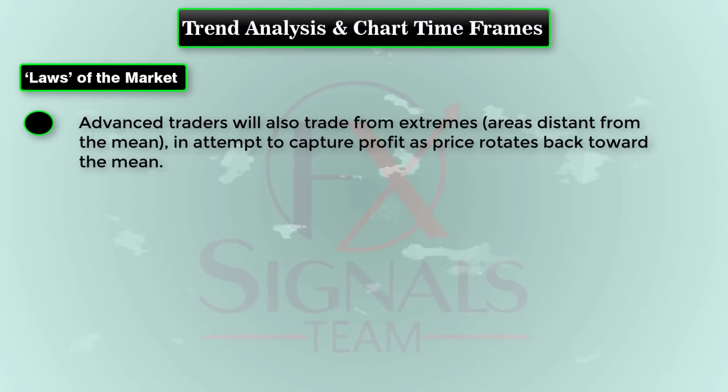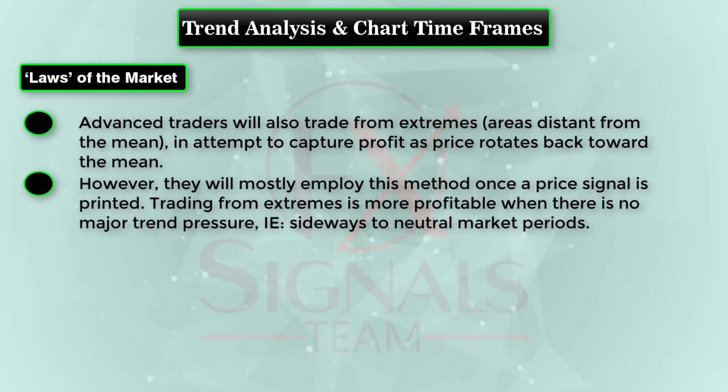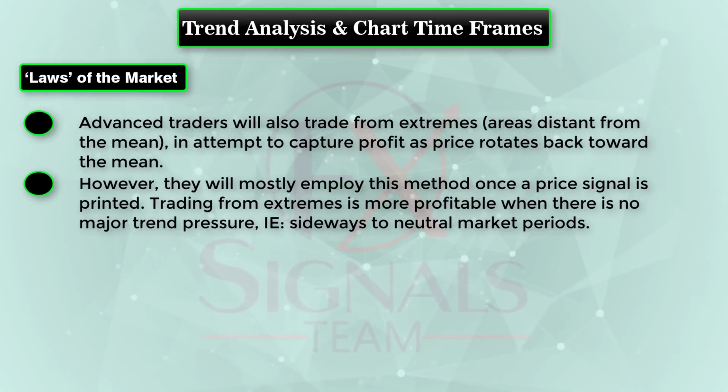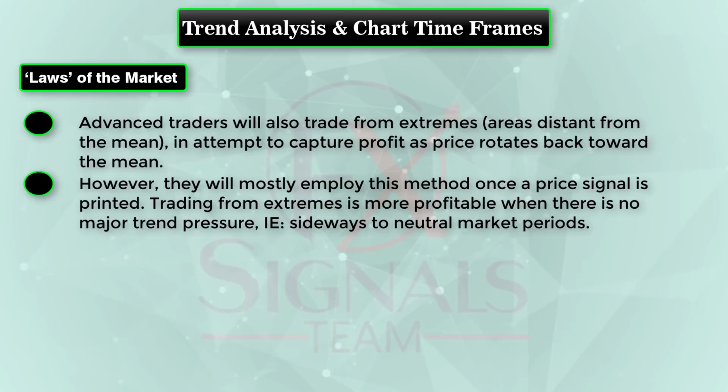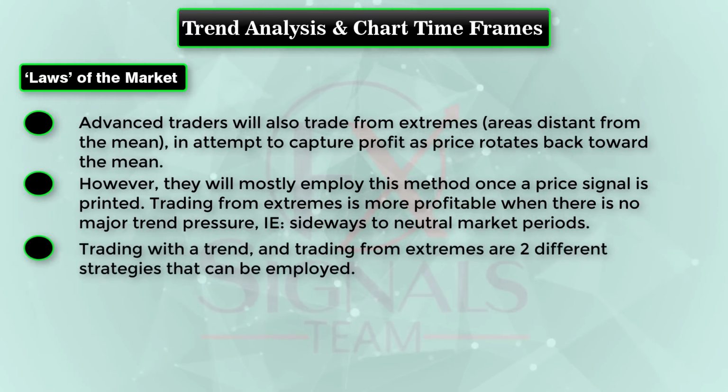Advanced traders will also trade from extremes, in attempt to capture profit as price rotates back toward the mean. However, they will mostly employ this method once a price signal is printed. Trading from extremes is more profitable when there is no major trend pressure, that is, sideways to neutral market periods. Trading with a trend and trading from extremes are two different strategies that can be employed.